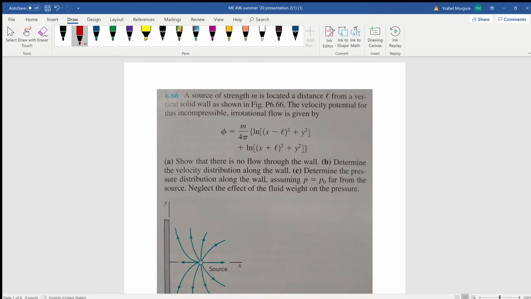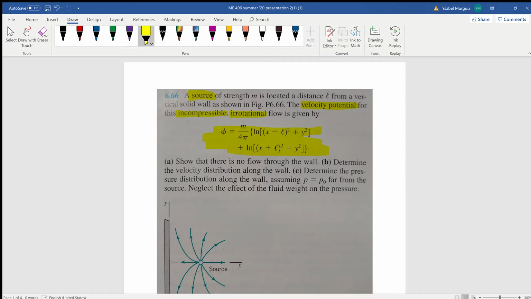So they tell us that a source, I'm going to go ahead and highlight some keywords. A source of strength M is located at a distance L from a vertical solid wall. The velocity potential, that is important for this incompressible and irrotational flow, is given by this equation, which is very important.